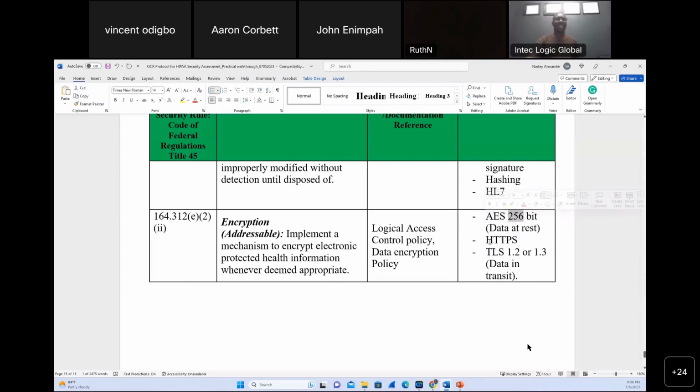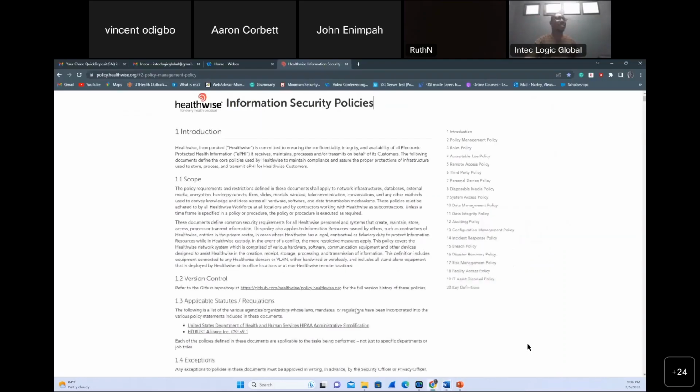For data in transit, HTTPS, right? That is the URL where you enter www.com. If it is not S, right? If S is not part of it, let's say this one, you can see here. Can you see my screen? You see the policy here that I highlighted. Can you see that? Yes.